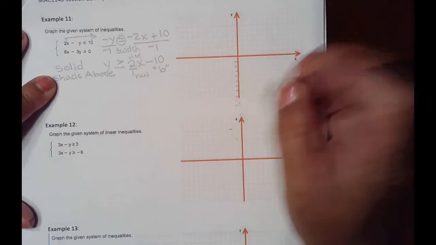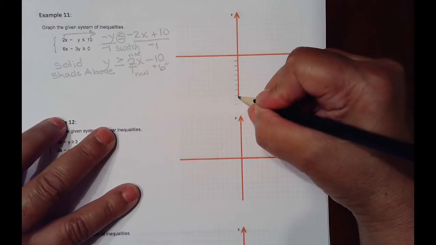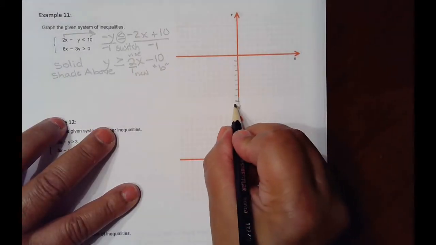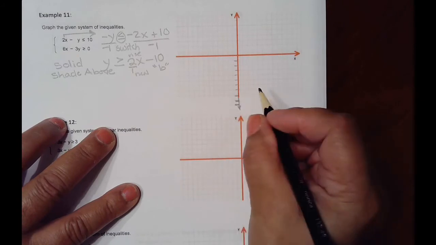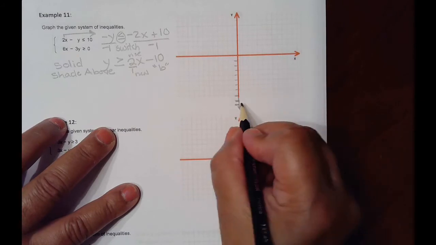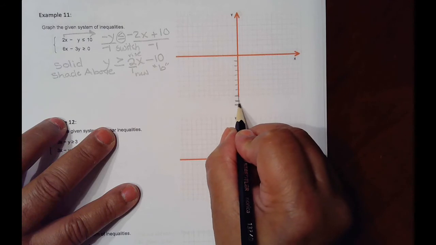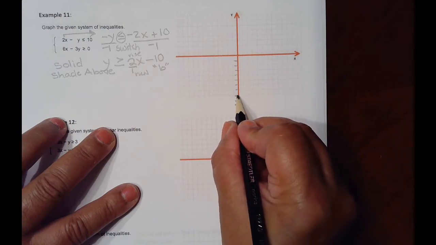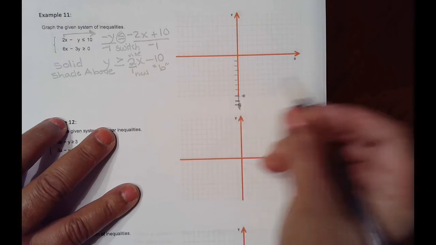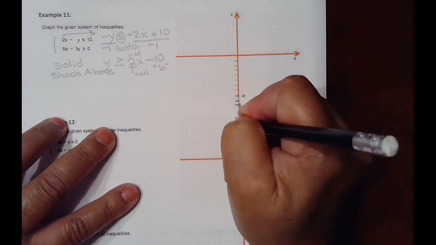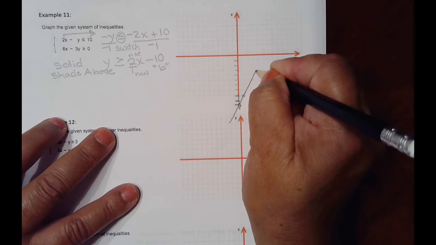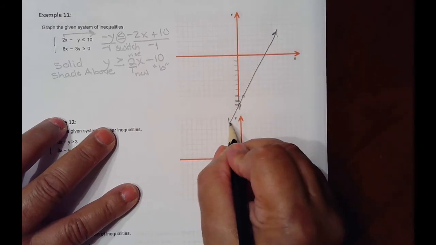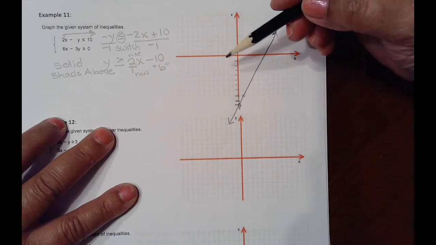Oopsie. See if I can make it a little straighter. I'm just kind of approximating here. All right, so we're going to start at negative 10, and then we're rising up 2 to 8 and running over 1. Okay, I'm connecting these with a solid line, and I am going to be shading above.